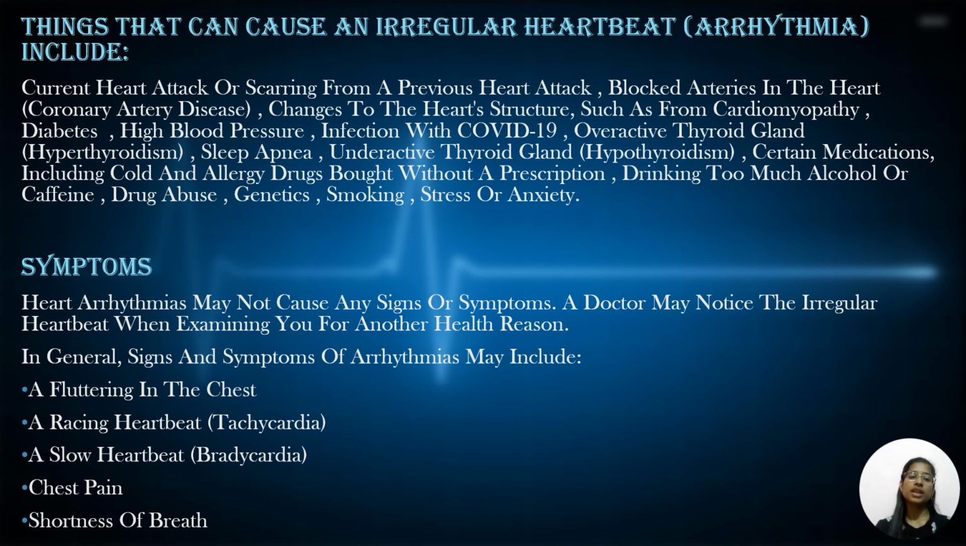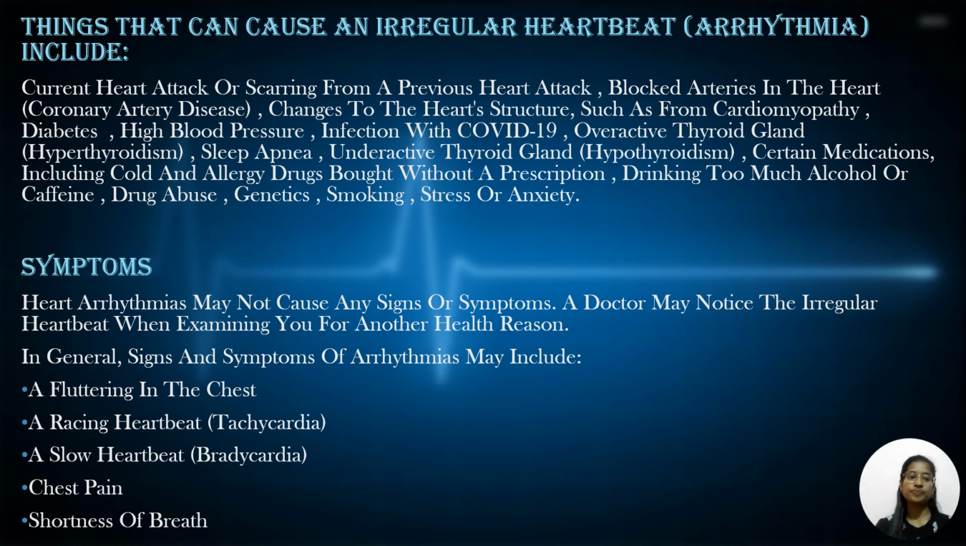Arrhythmias can have medical, physical, emotional or genetic causes. The cause may also be unknown. Antibiotics and other medications can trigger arrhythmia in some people, including medications that treat high blood pressure, depression, allergies and colds. This also includes cold and allergy drugs bought without a prescription, drinking too much alcohol or caffeine, and drug abuse.